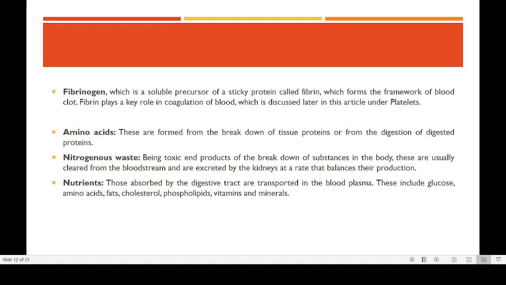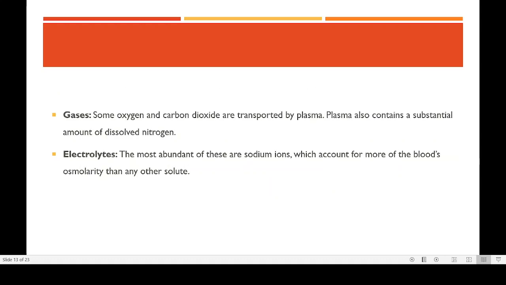So plasma contains various types of solid substance. The majority of the solid substance are proteins, and some are excretory products, and some are nutrients. So this is an idea of the solid portion of the plasma. Then other smaller substances present in plasma are gases. Oxygen may be present, carbon dioxide may be present. A small amount of carbon dioxide and oxygen are also transported through plasma.